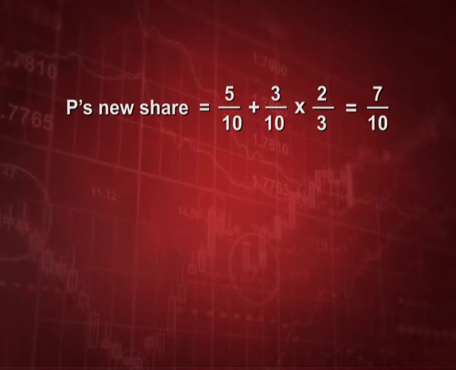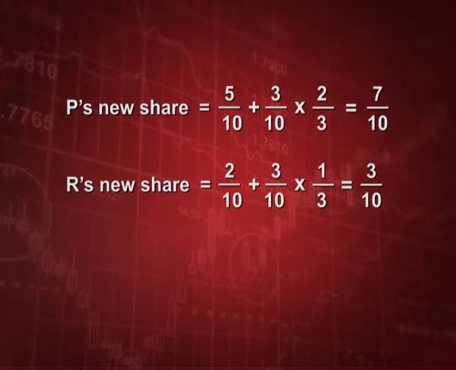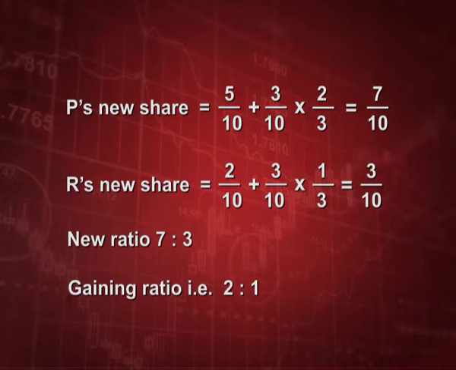So, P's new share becomes the old ratio plus whatever he has gained, that is 3/10 into 2/3. This makes it 7/10. Similarly, R's share will be old ratio, that is 2/10, plus whatever he has gained, 1/3 of 3/10, which makes it 3/10. So, the new ratio becomes 7:3 and the gaining ratio again is the same 2:1 because it is given in the question.